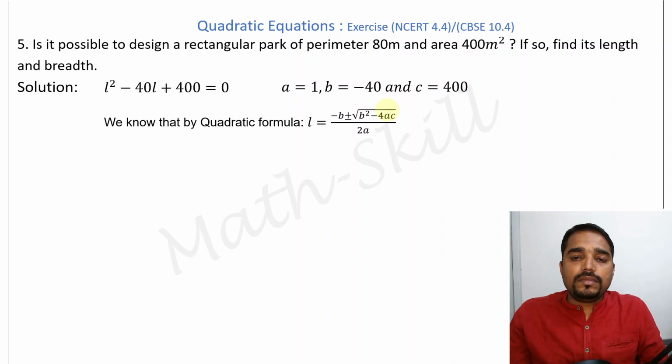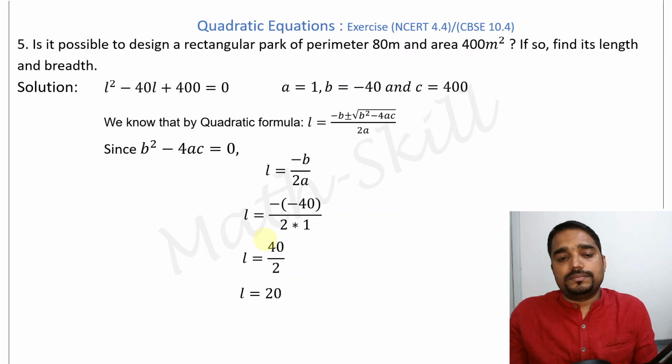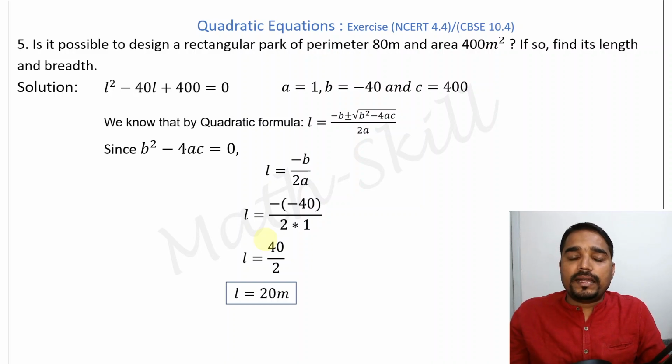That is, since b square minus 4ac is equal to 0, we would be left with only two terms, one in numerator and one in denominator, that is minus b by 2a. Therefore, L is equal to minus b by 2a. b is minus 40, that is L is equal to minus of minus 40 whole divided by 2 into 1. So minus of minus is plus, therefore L is equal to 40 divided by 2. 2 ones are 2, 2 20s are 40, implies length is equal to 20 meters. This is the required length of the rectangular park.